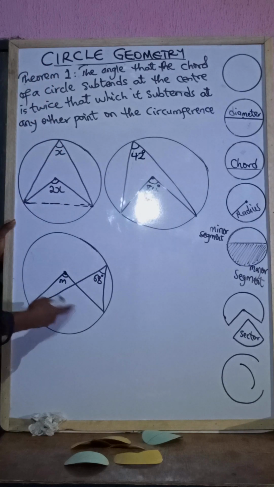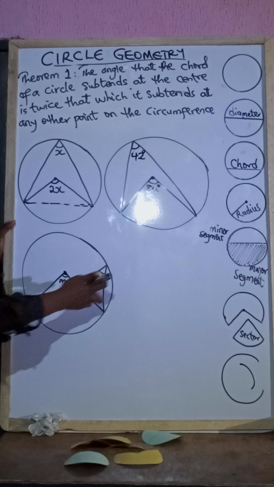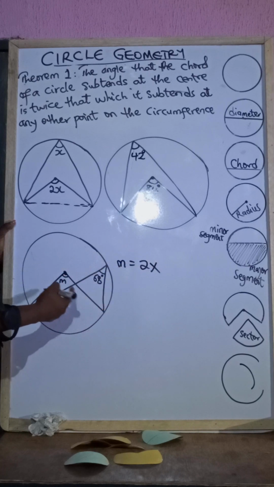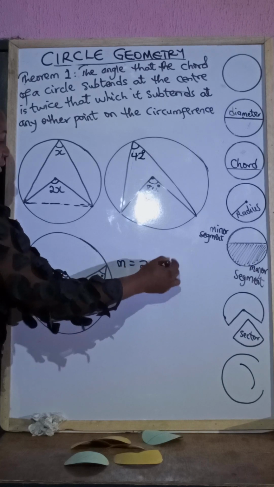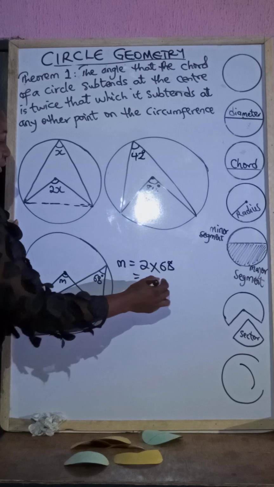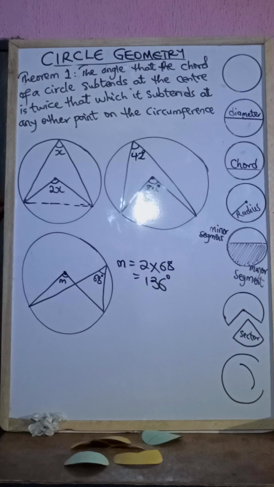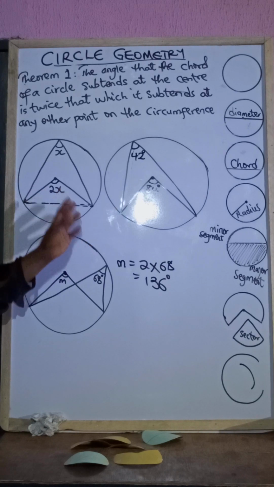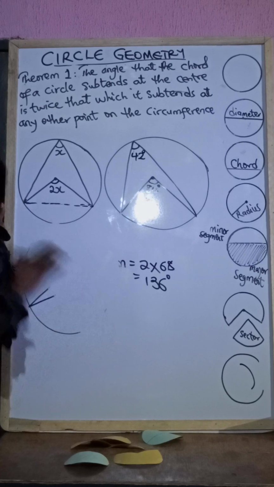Here we also have this circle with these angles like this. This is the angle at the center, which is M. So M is supposed to be twice of what we have at the circumference. Remember we said any point on the circumference. So this is 2 times 68, and that will give us 136 degrees. So that's it about angles subtended at the center and angles subtended at the circumference. We move to the next theorem.